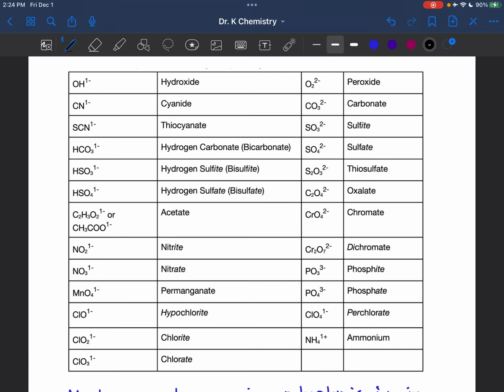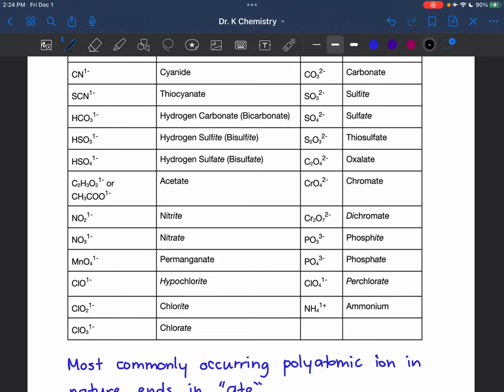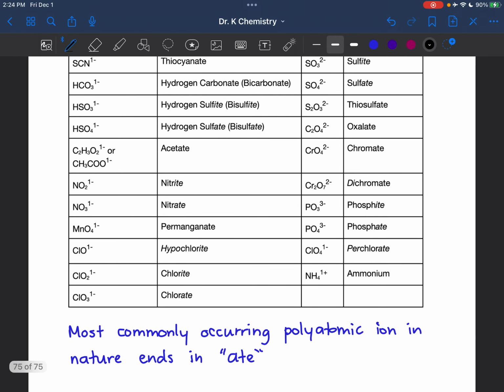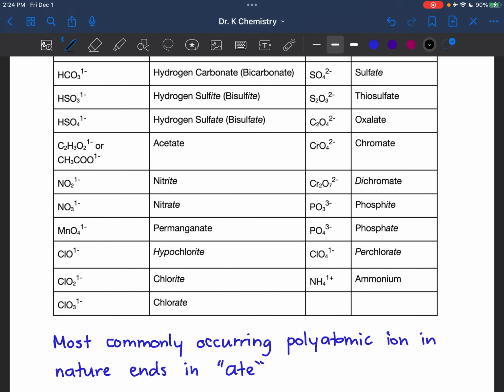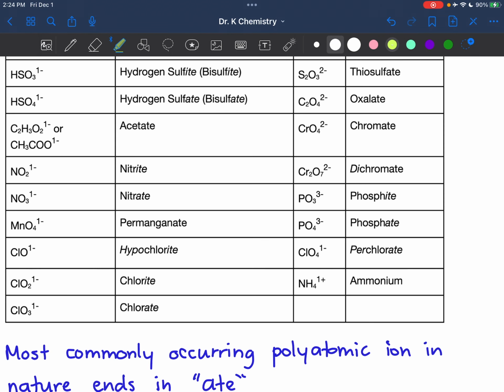in terms of getting all of these ions memorized. So there is some method to the madness here, and that is that the most commonly occurring polyatomic ion in nature ends in ate. Now, you wouldn't know which one that is without having it just memorized, but what I would recommend is for all of the ions that have families where you have the same elements, same charges, but the number of oxygens vary, notice that they all have the same kind of family name or the same base name. They're all based on that chlorine.